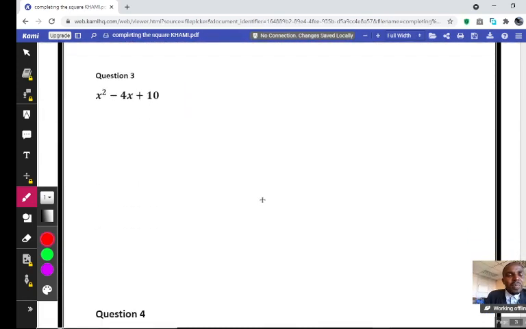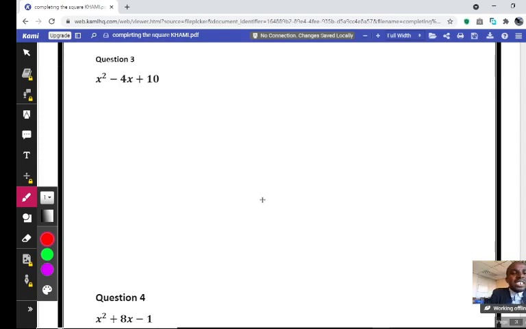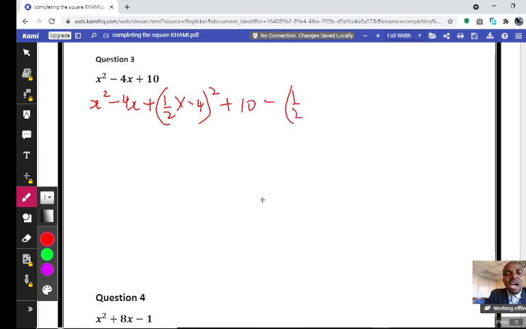Question number 3. It's saying complete the square of this function, x squared minus 4x plus 10. Right, the same rule, the same concept applies. So you say x squared minus 4x. To this one, you add half the coefficient of x, which is minus 4 in this case. Then you square it. Then to 10, a constant, you subtract the same. Half of minus 4, then you square the number.